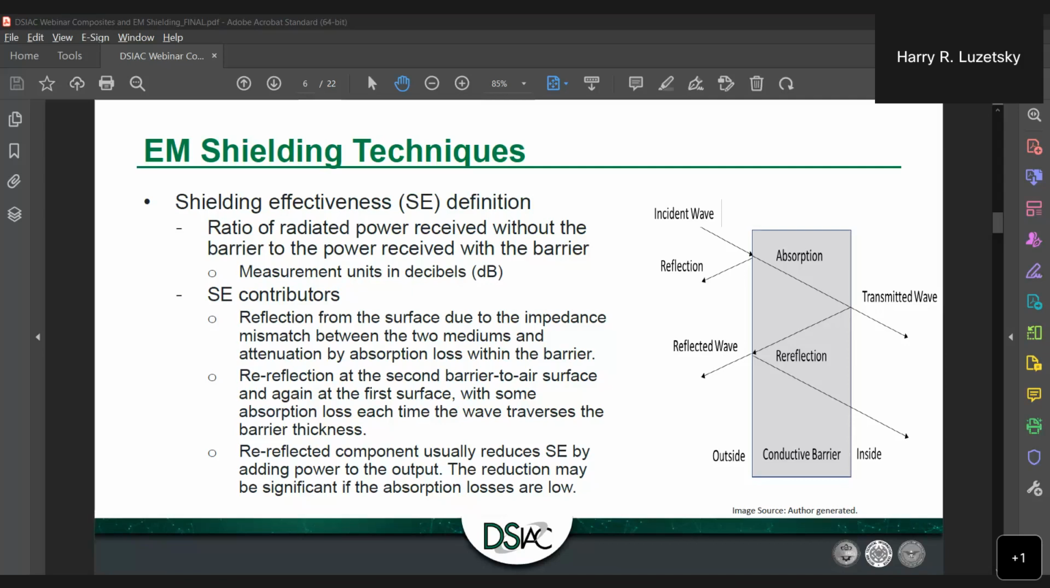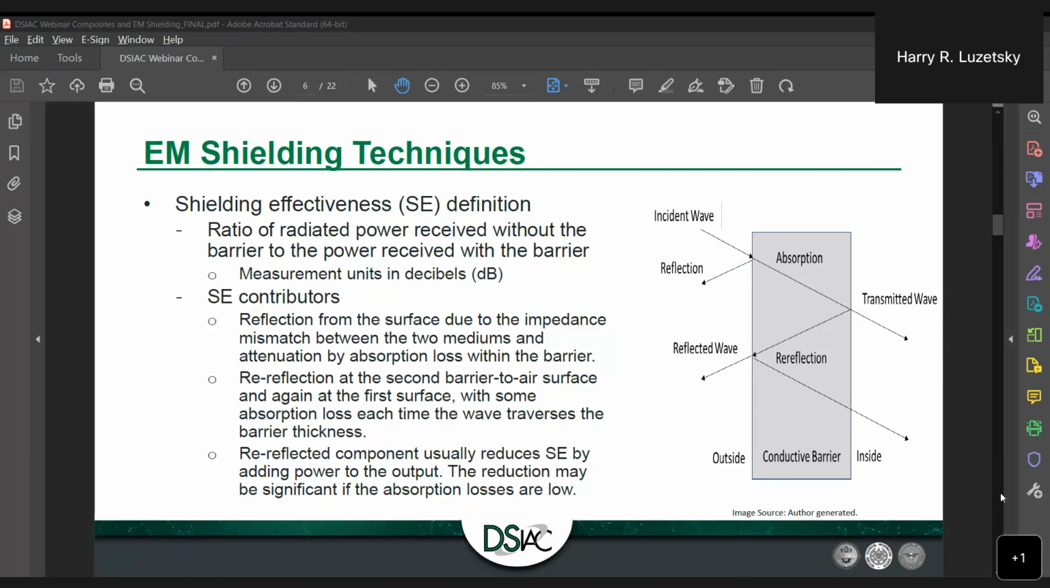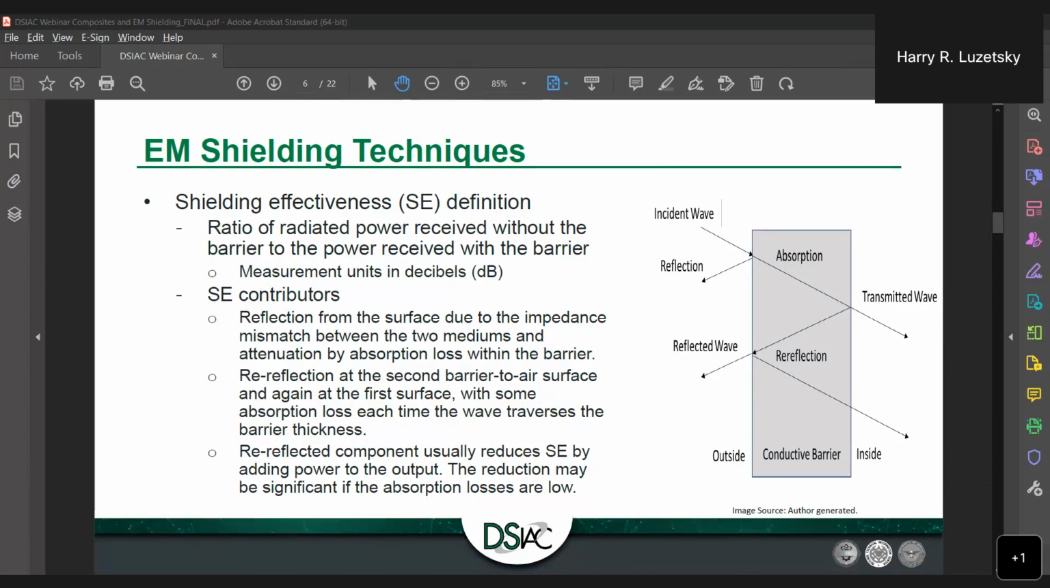We'll talk a little bit about that, I think, in a few slides. Re-reflection can actually hurt you because the re-reflected wave can come back, and that can actually cause a decrease, if you will, in your shielding. So you have to balance how this barrier is actually constructed, both in thickness as well as the inner layers, if you will, the composite. Next.